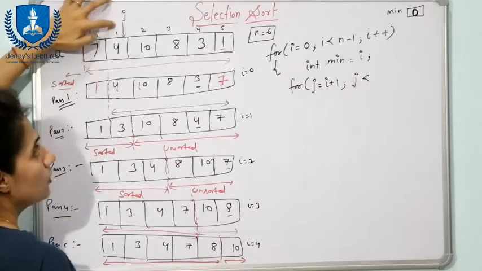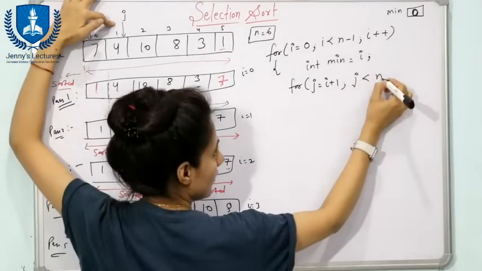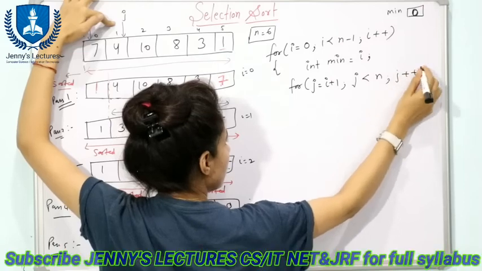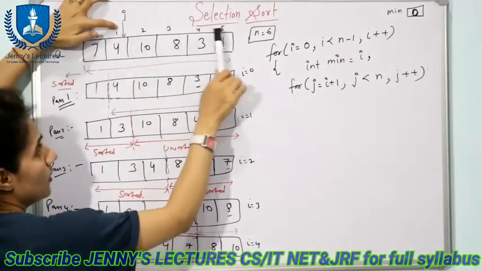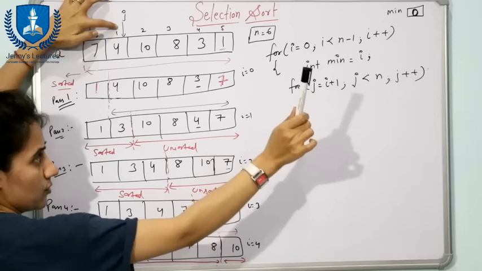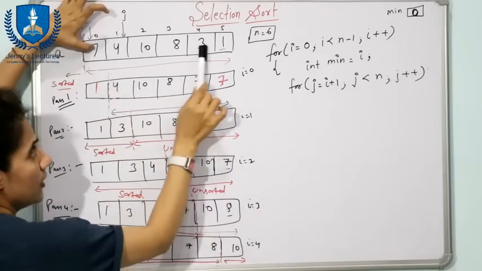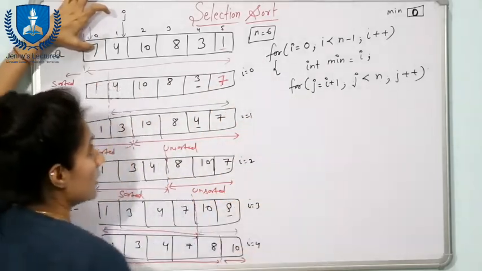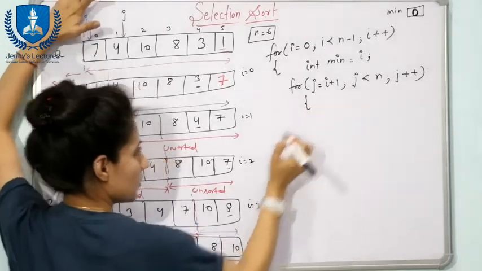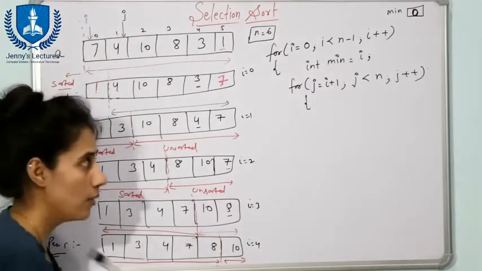And j would go till what? Less than n, that is till 5. We are going to compare this 7 with all the elements. So till n, and j plus plus. Now what to do? Now compare.